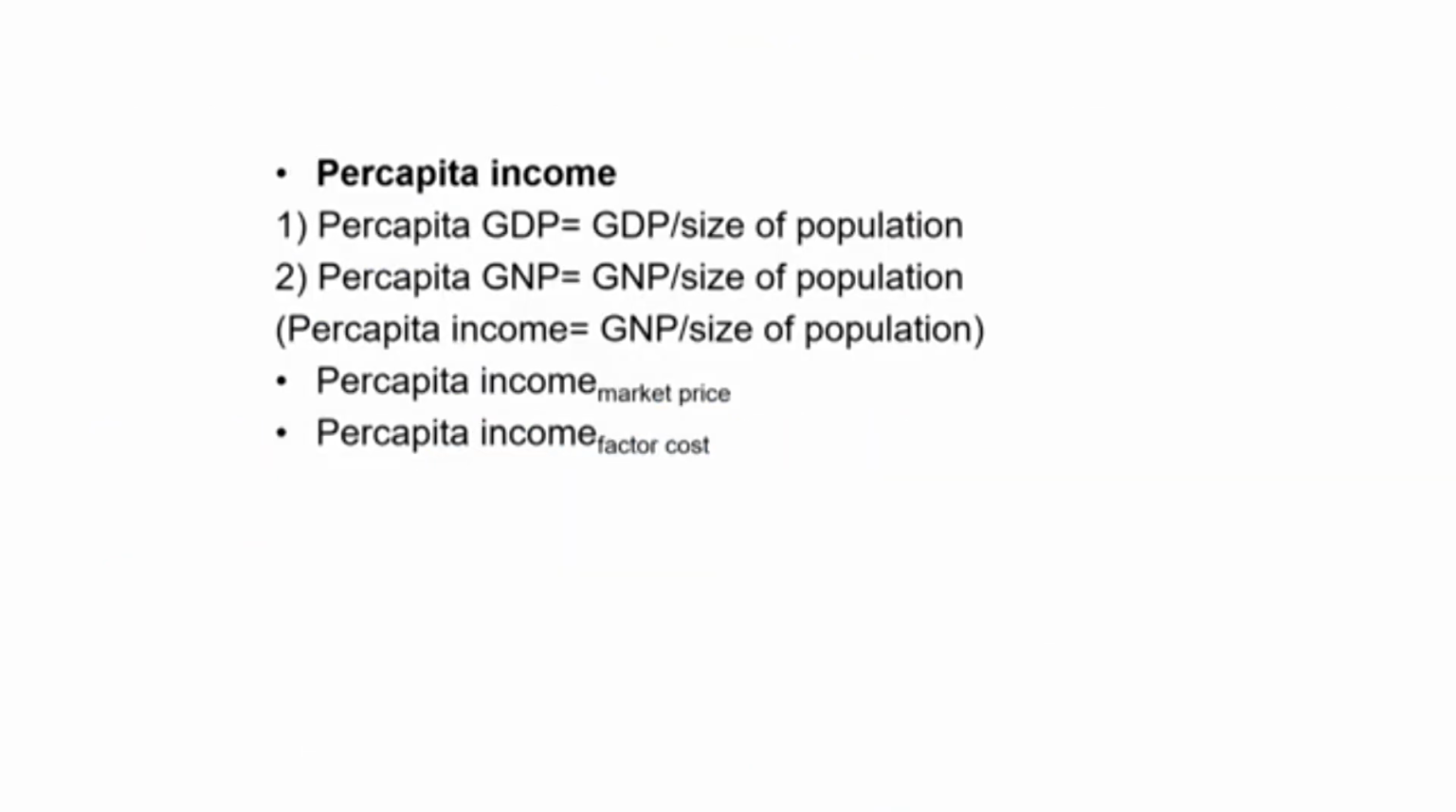Now we have another related concept called per capita income. Per capita income is normally calculated by dividing by the size of population. So for all the variables we calculated, you can calculate the per capita measure of these figures. Per capita GDP means GDP divided by size of population. Similarly, per capita GNP, per capita income at market price, per capita income at factor cost, you can calculate all of them. For the numerator, you need to take the matching concept. For example, per capita income at market price is GNP at market price divided by the size of population.